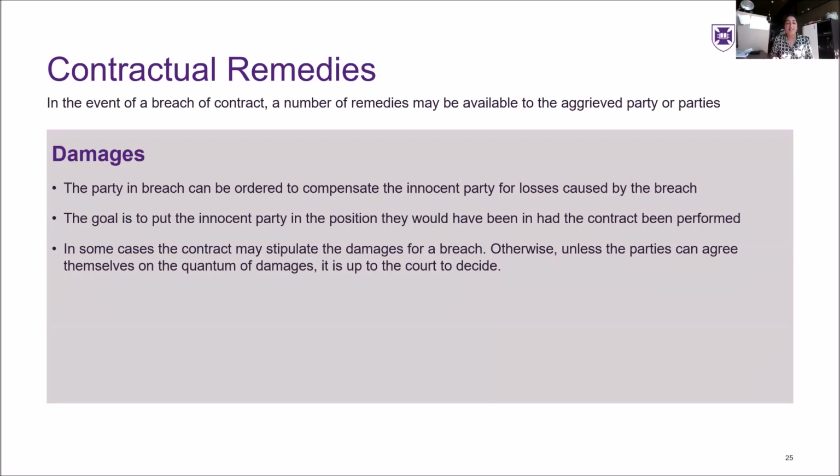And we've mentioned it already, but damages is the big one that comes about as a contractual remedy. So the party in breach can be ordered to compensate the innocent party for any losses from the breach, the goal being to put the innocent party in the position that they would have been had the contract been performed. And in some cases, your contract might stipulate damages for any breach, but if that is not the case, parties either need to agree on it themselves, or otherwise the court will intervene and decide.